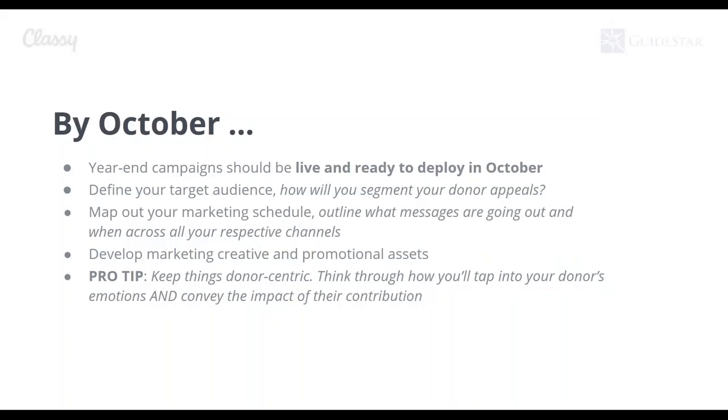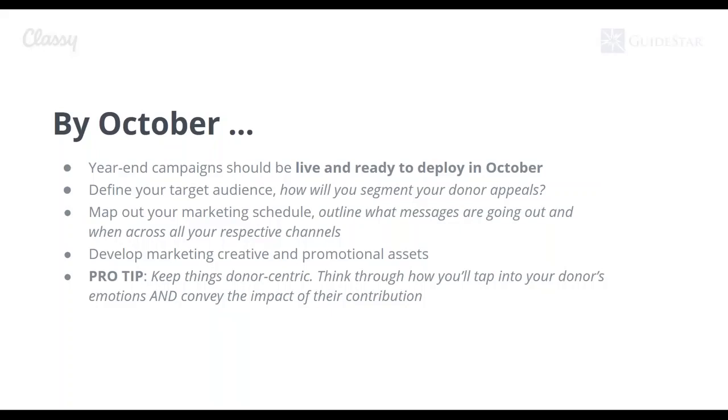Your next step is to define your audience. How will you target different groups of donors? Through October, you'll want to lay out your high-level schedule. Outline what messages are going out via what mode of communication on what dates. Think too about which segments of donors should receive each of these messages. You may not send every piece of direct mail or every single email to every supporter.